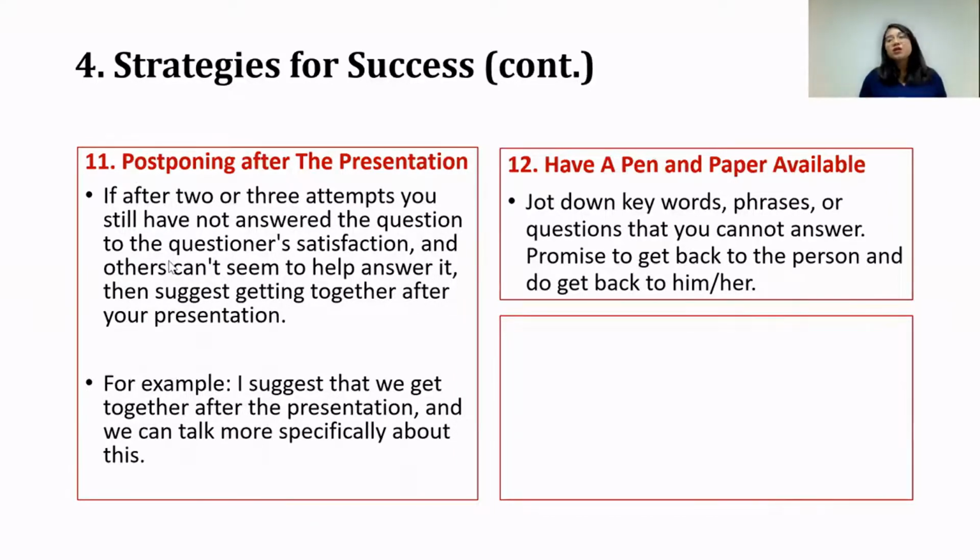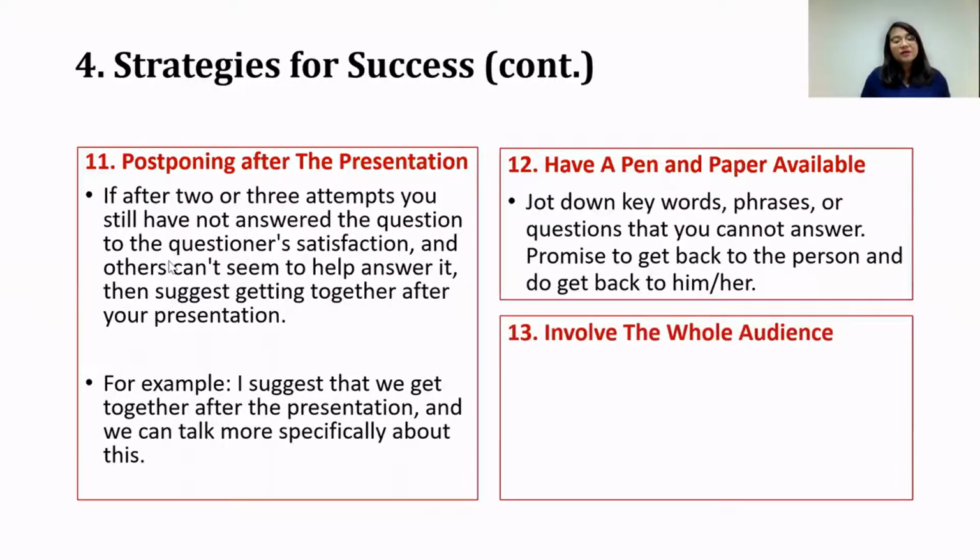When we encounter issues or questions that are difficult and we need time to really find the response, we can use pen and paper to jot down the keywords or any phrases from the questions and say to the questioner that we will get back to the person when you arrive at the section of the presentation that covered the question or when you are already ready with your response. And do get back to him or her. Don't just promise. Okay.